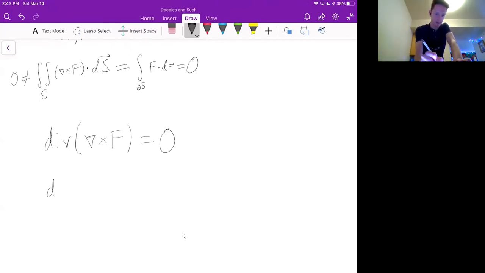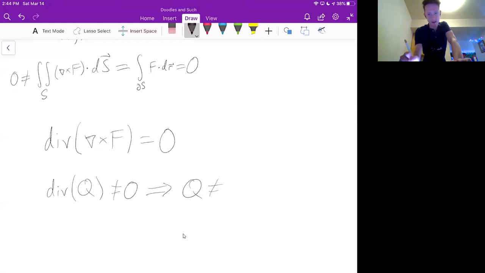So let me write that another way. If the divergence of some vector field, let's say Q, is not 0, then Q cannot have a vector potential. Because if Q had a vector potential, then the divergence of Q would be the divergence of the curl of F, which is 0. So if the divergence of Q is not 0, Q cannot be the curl of anything.